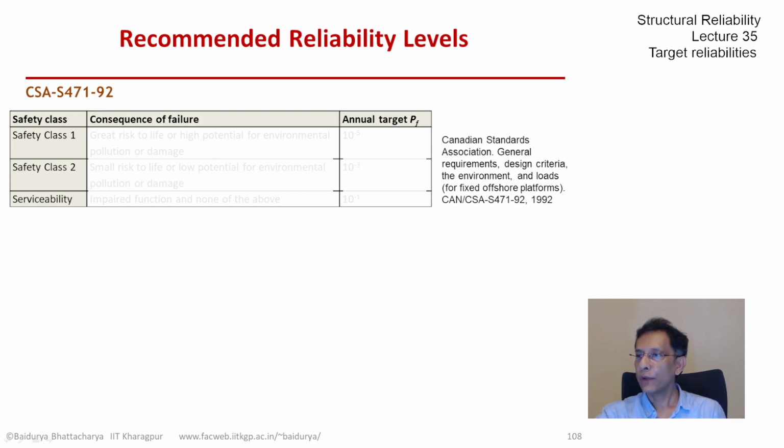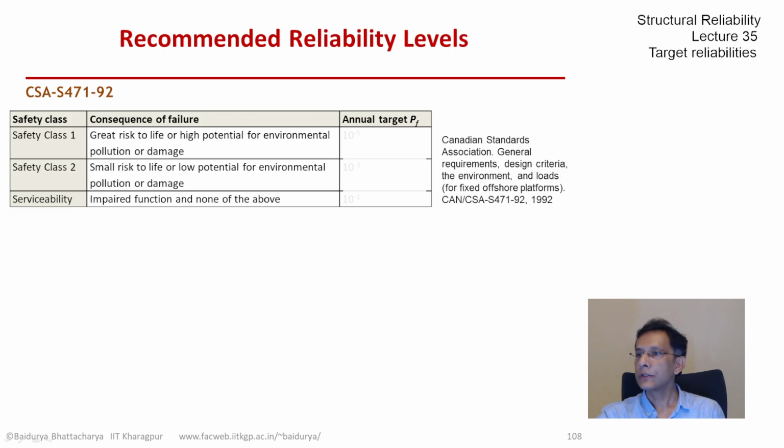So here we see one of the first efforts to bring in explicitly the consequence of failure in a reliability-based design standard. So let's go through this table carefully. Two safety classes have been defined, 1 and 2, along with the limit state of serviceability. The definition of these two safety classes is like this: those structures that belong to safety class 1, their failure poses great risk to life and the environment, and those that belong to safety class 2, their failure poses a small risk to life and the environment.